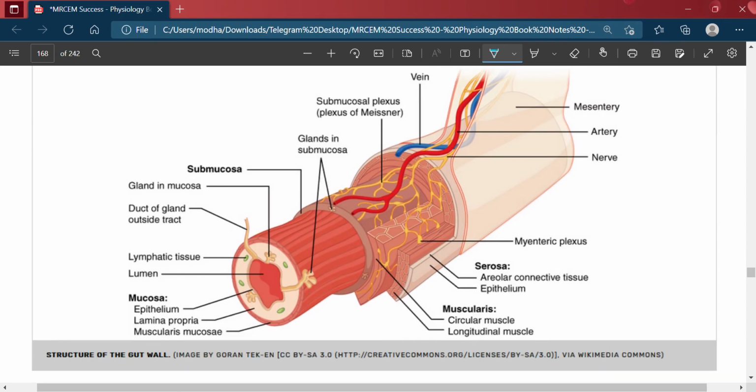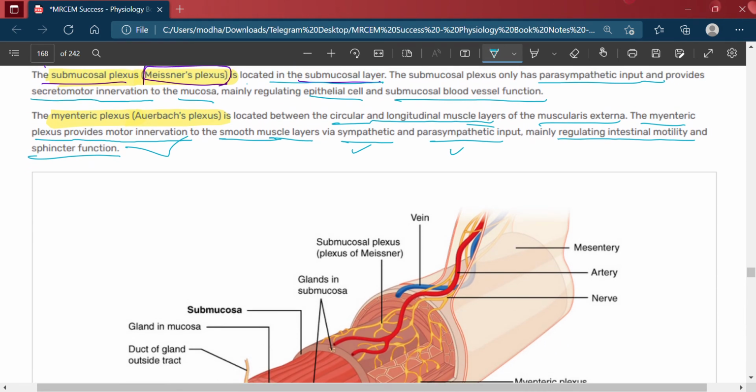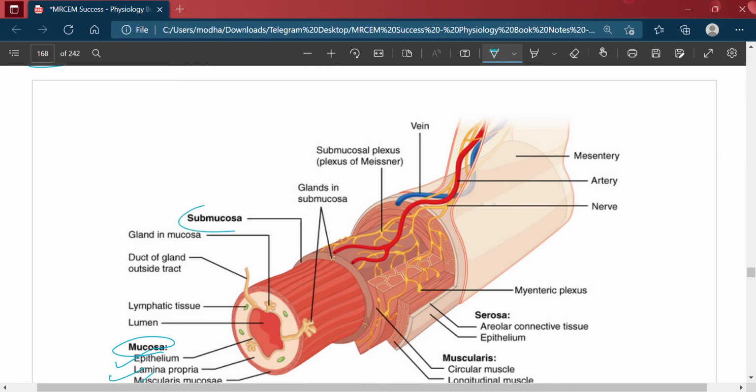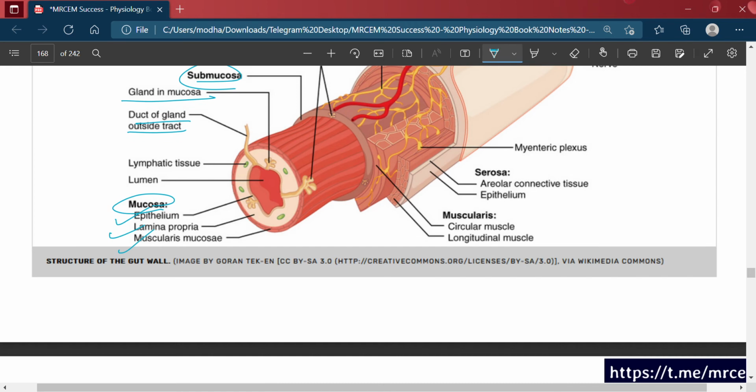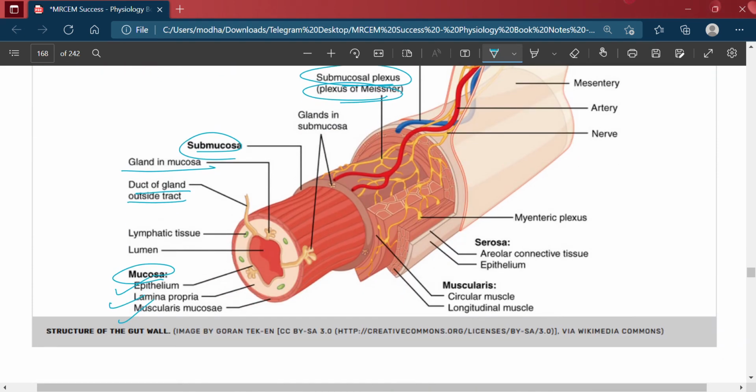So as we have seen, the mucosa will contain the epithelium, lamina propria, and the muscularis mucosa. Meissner's plexus is located in the submucosal layer. So this is the mucosa, then the submucosa, and the Meissner plexus is located in this layer. There is the gland in the mucosa and the duct of the gland outside the tract.